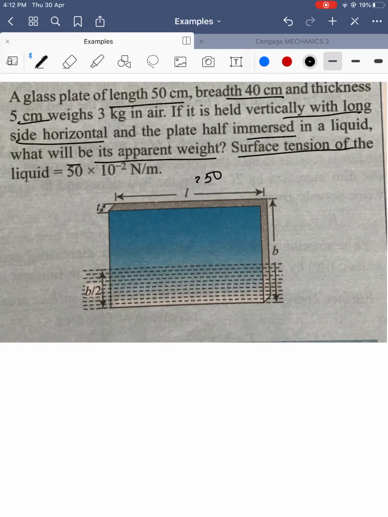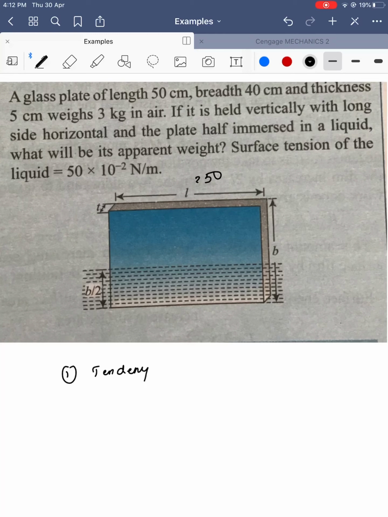First, whenever surface tension is given in the question, the first thing we should do is find the tendency of the body. If surface tension is not given, you can just directly calculate the buoyancy force. We check whether the body is trying to float or sink. If the body is going to go down, surface tension will act in the upward direction. If the body is going up, surface tension will act in the downward direction.